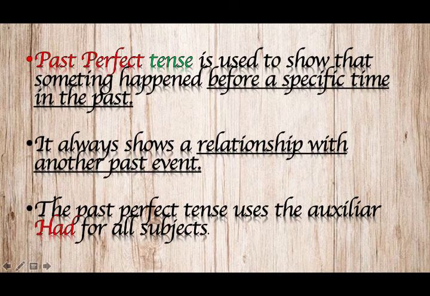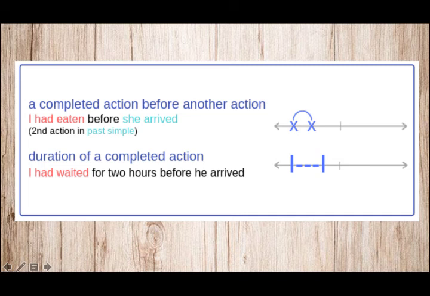In conclusion, the past perfect tense is used to show that something happened before a specific time in the past. It always shows a relationship with another past event. The past perfect tense uses the auxiliary had, the past of the verb have, for all subjects. As I said, it expresses a completed action before another action. I had eaten before she arrived. What happened first? I had eaten, then she arrived.